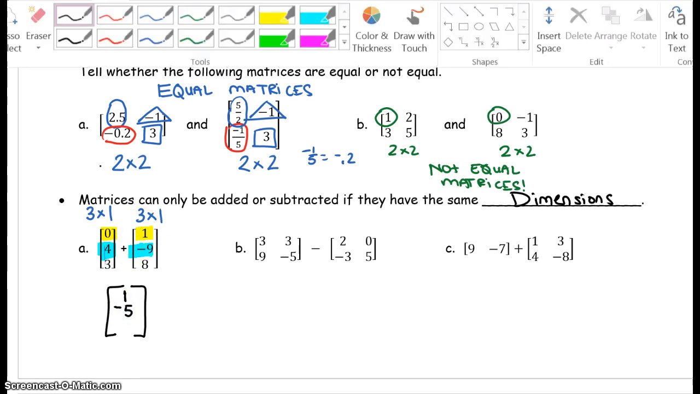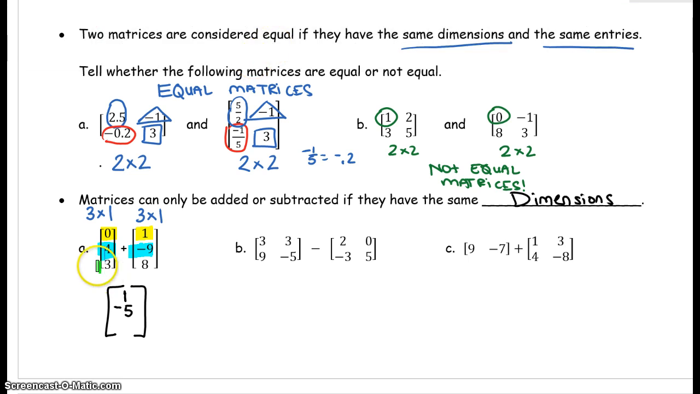And then last but not least, we're going to do the same thing with the 3 and the 8. They're the ones that match up, so we're going to go ahead and add them. 3 plus 8 is 11. So that's our final answer. Now we continue this until we get to the next one.